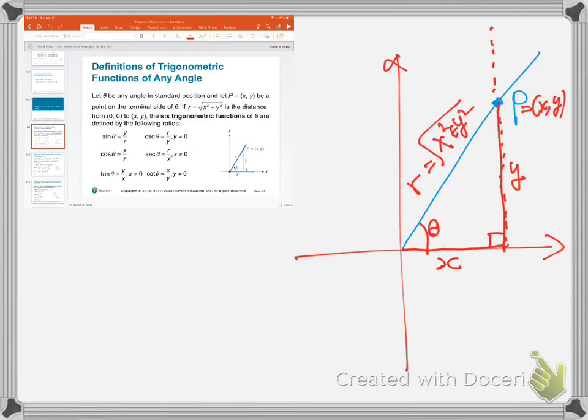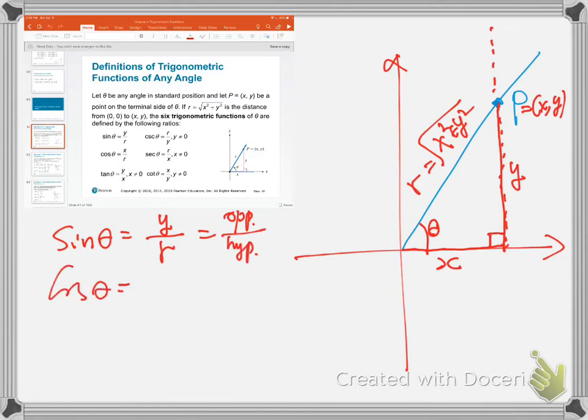Okay, so now what is sine of theta? In the right triangle, it's opposite over hypotenuse, right, opposite of theta over hypotenuse. What is cosine? It's adjacent over hypotenuse. What's tangent? It's opposite over adjacent. So it's the same definition.